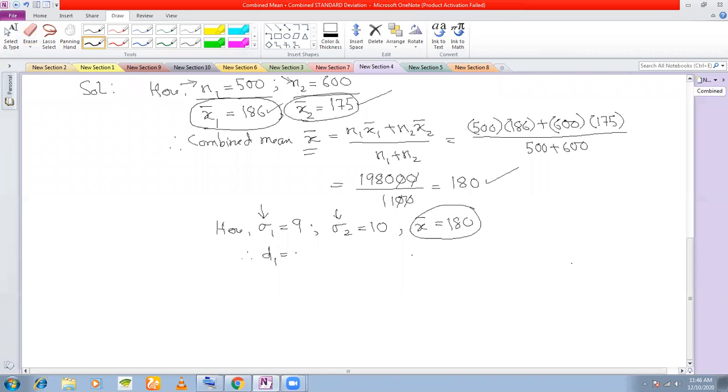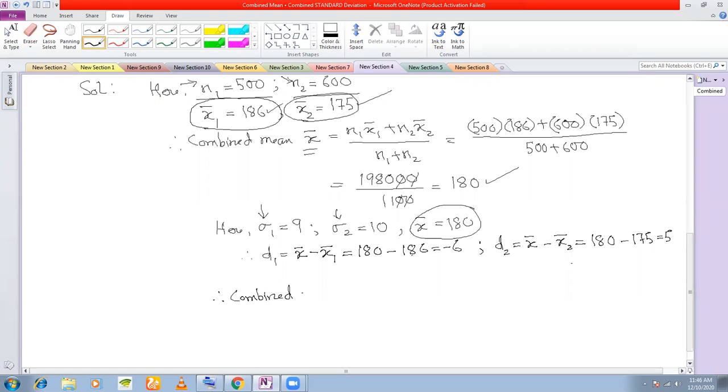So D1 here is x bar minus x1 bar. 180 minus x1 bar is 186, so this comes to minus 6. And D2 is x bar minus x2 bar. X bar is 180 and x2 bar is 175. This is 5. So now I'll put it in the formula.